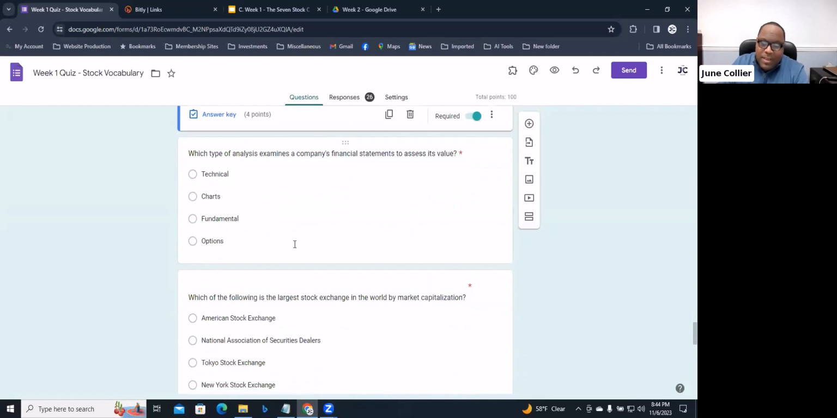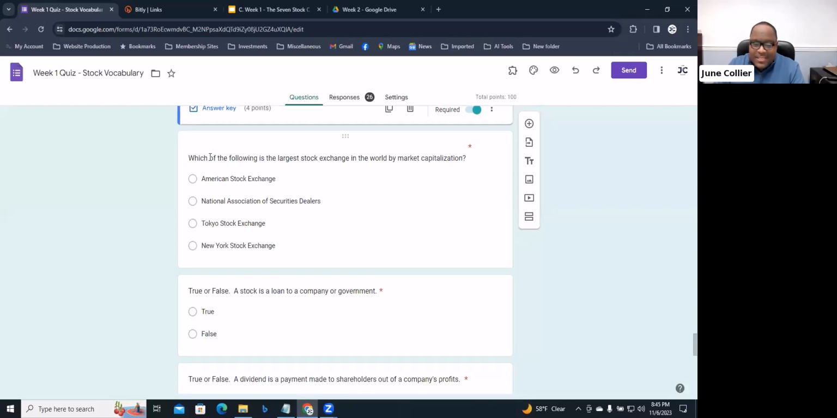Now, this is the one that Ms. Siebels was asking about. Which type of analyst or analysis examines a company's financial statements to assess its value? We're going to be talking about this in a few weeks, but we're going to be talking about fundamental analysis. So the fundamentals looks at the numbers of a company. How much debt are they in? How much do they pay in dividends? What's their top line revenue? What's their bottom line revenue? How many shares do they have, and what are they paying in dividends? So it's all about the numbers. That's called fundamental analysis.